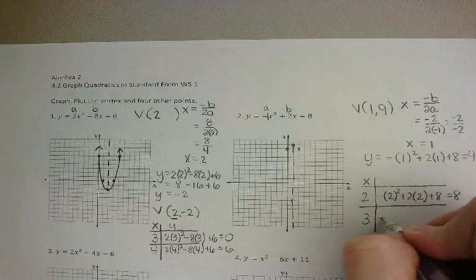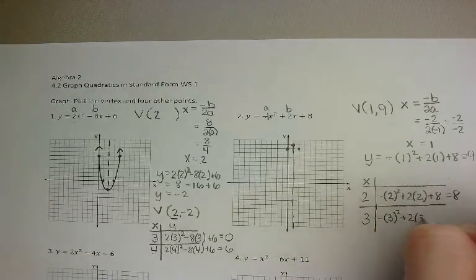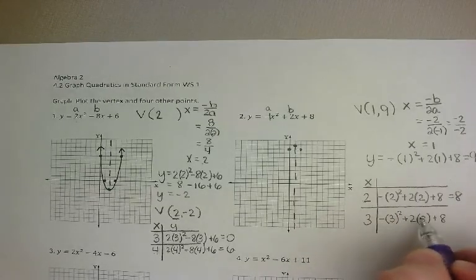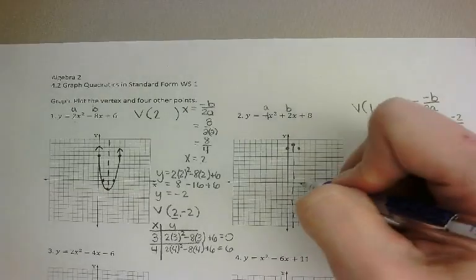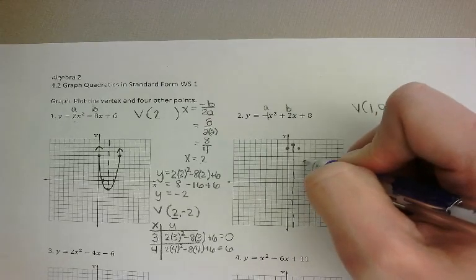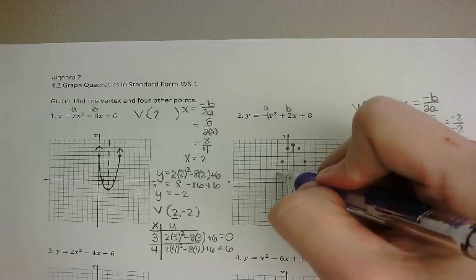I'm going to plug in 3. Okay, so this is negative 9 plus 6. Negative 3 plus 8 is 5. So we're going to plot 3, 5. That's 2 units away. So we're going to go 2 units away. And we're going to sketch our parabola.